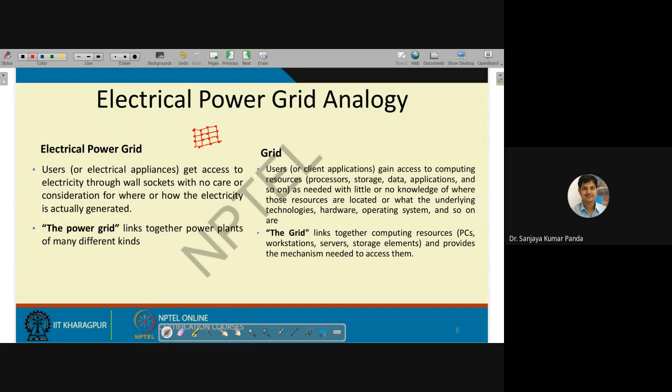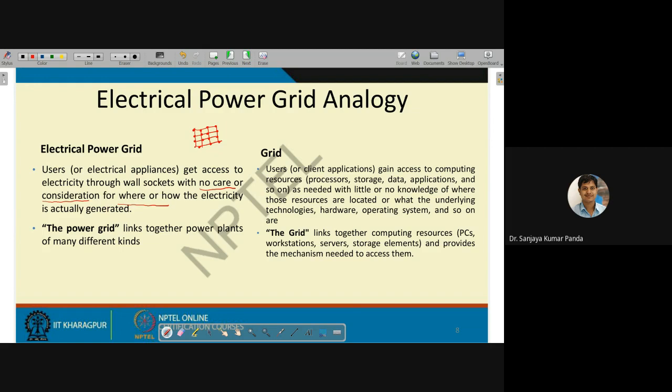But we need not worry about that. No care and consideration from where and how the electricity is actually generated. We least bother about where electricity is generated and how it is transmitted. Although it is an electric grid or power grid, you can say, we are not really interested in that, right?